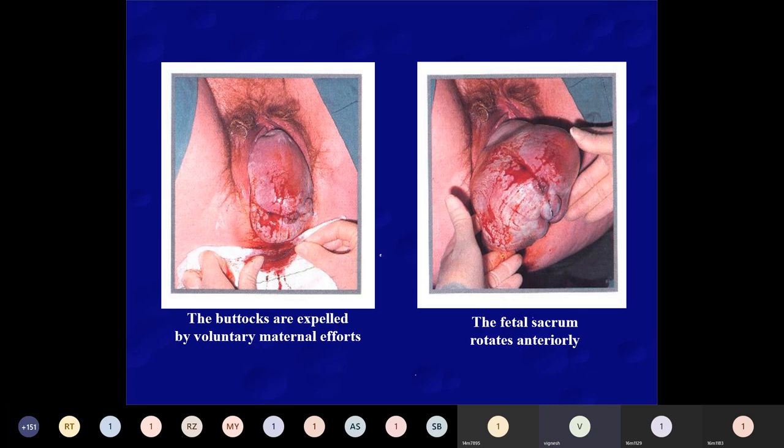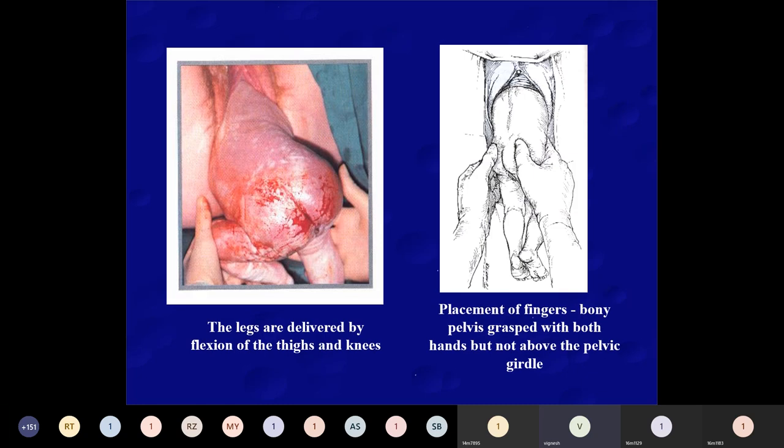Usually, the back rotates on its own. The fetal sacrum rotates anteriorly. Here, see the rotation. If it is not rotated, you can rotate it manually. That is where you are going to assist. Then, once the breech has come out, pull out the legs like this, and then you see the scapula. Then you have to rotate the body anteriorly like this, so that the back of the baby will be facing you. And once the baby is out, you have to cover the baby with a towel.